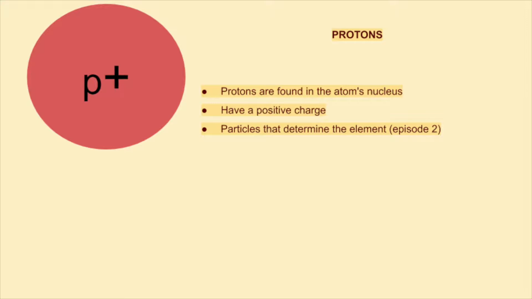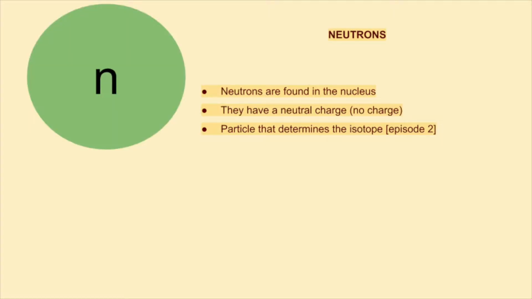Alright fellows, this is a proton. Protons are found inside the nucleus of an atom, and they have a positive charge. These are the particles that determine the element. So depending on the number of protons inside the nucleus, it's going to be a different element. I will explain elements in further detail in episode 2. For now, I'll tell you that elements are like oxygen and hydrogen and chromium and arsenic, silver, gold, the individual kinds of chemicals.